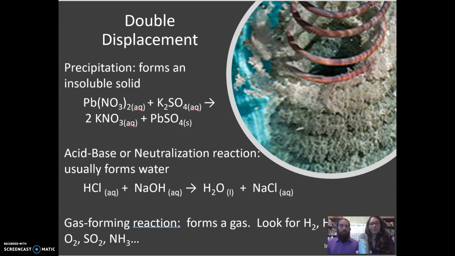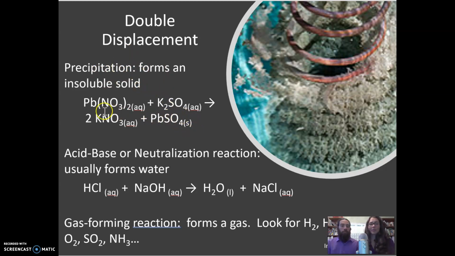Sorry. Double replacement. You can also picture dancers, and you have two couples and then they switch partners. So take a look at this. So we have a couple different types of double replacement reactions: precipitation, acid-base, and gas forming. Precipitation forms an insoluble solid. So from a solution or two solutions being mixed together and forming a solid.